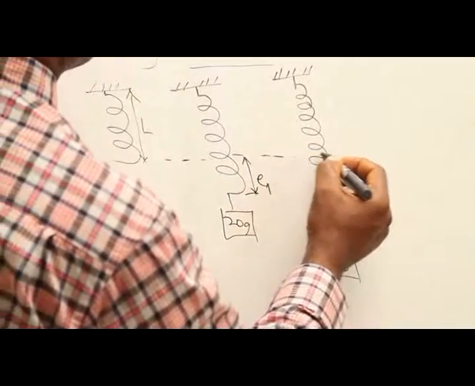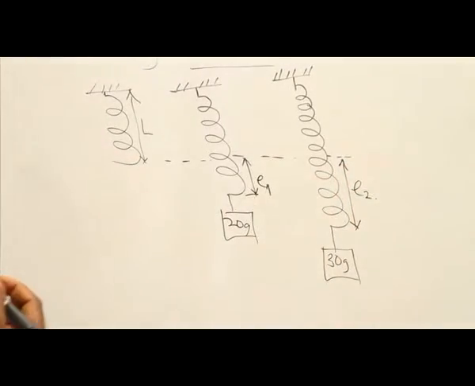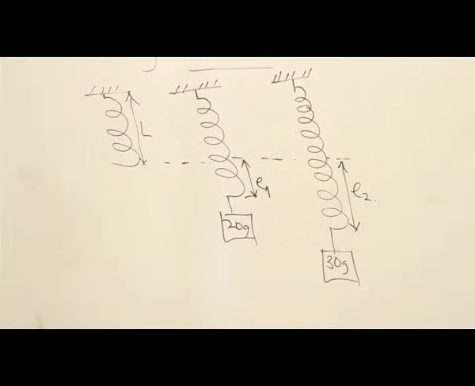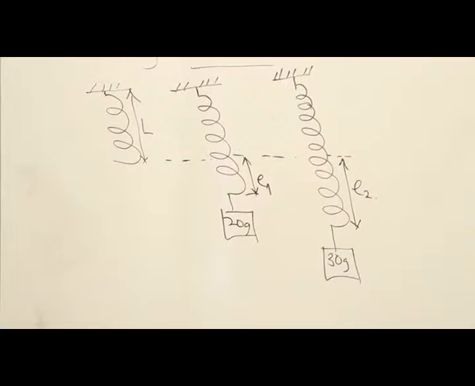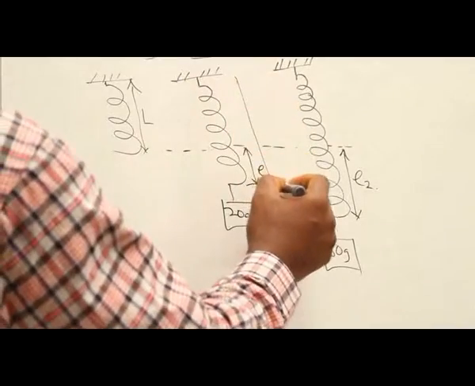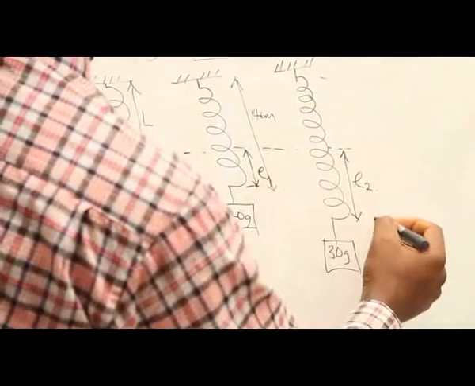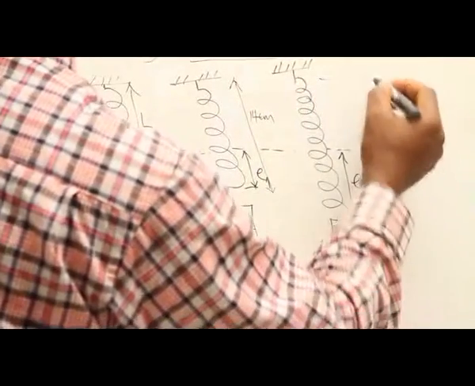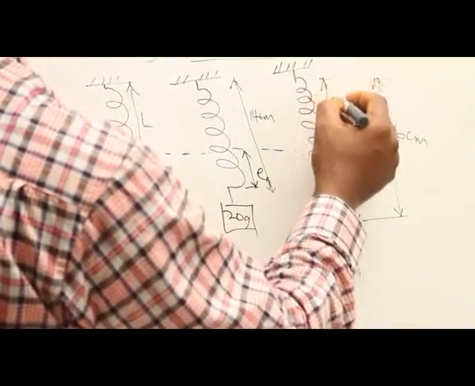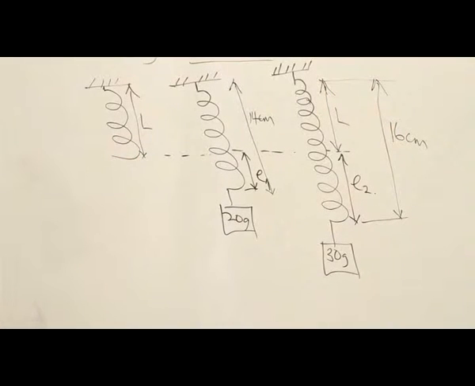So the extension, if we remove the initial length, the extension this time is E2, while the upper side represents the initial length of that spring. We can get the extension produced because we are told that the total length from here to here is 14 cm. And we are told that the length of the spring when the load is 30 grams is 16 cm. Here is the initial length, or the original length, of the spring. With this information, we can get the extension.